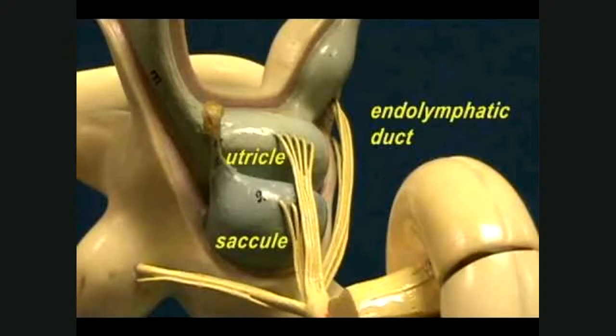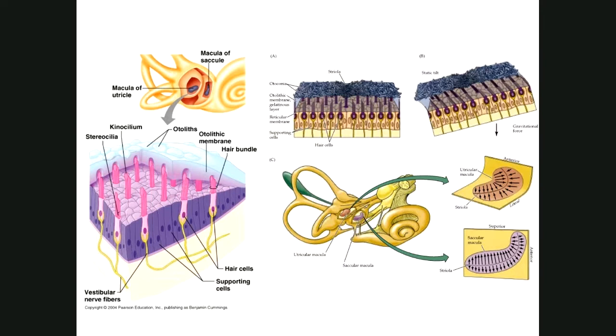Again, there's two of these. And because there's two of these, one of them, remember, is perpendicular, one is parallel to the base of the skull. There's no position you can put your head in that you don't activate at least one or both of these macula.